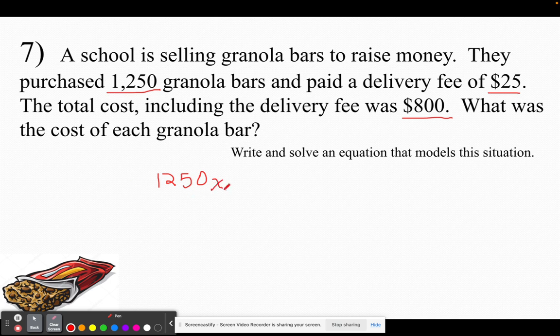So the cost of each granola bar times the 1,250 granola bars will tell us how much the granola bars cost. Then we also paid this delivery fee of $25. And our total cost, including that $25 delivery fee, was $800. So how much did each granola bar cost? Well, I'm going to need to subtract 25 from both sides because it's a two-step equation.